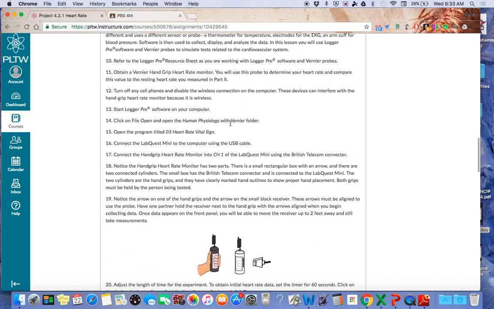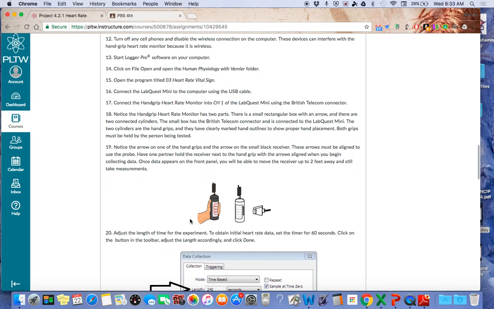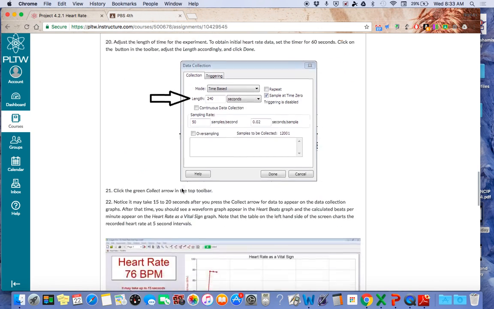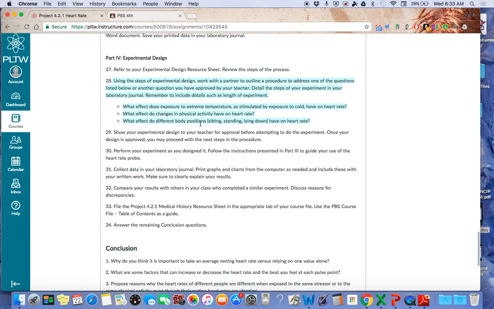And then when I come back on Thursday, we're going to do this heart rate lab. But we'll test it. The second part you have to do is design your own experiment on what affects heart rate. So I want you to think about some ideas today. What all affects your heart rate?